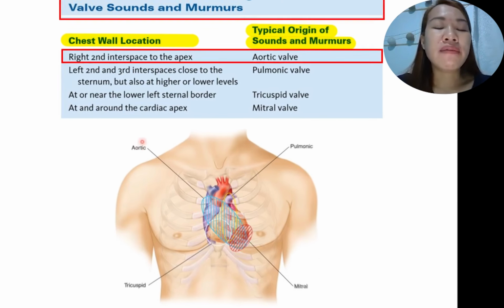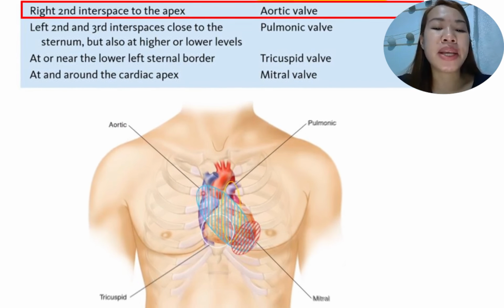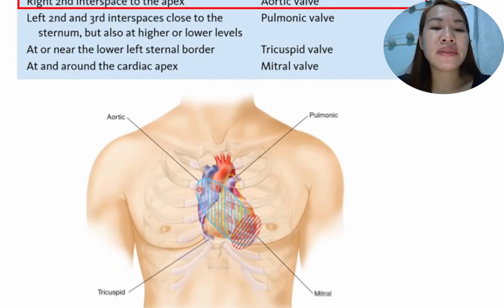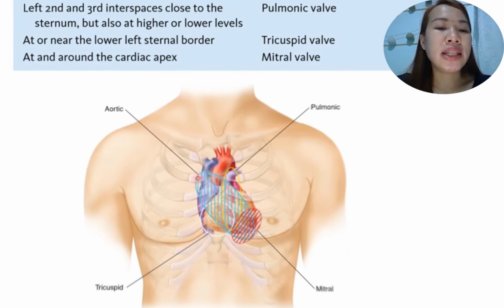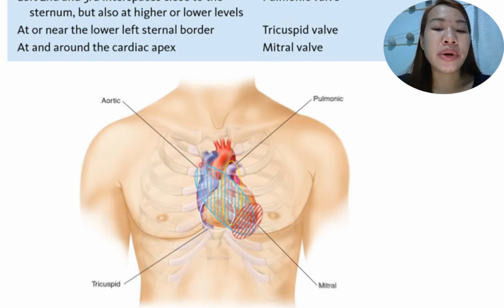The aortic valve will be auscultated at the right second interspace. So on the right side, on the right second interspace is where we find the aortic valve. And if we can see the blue oblong shape structure here, this represents what other areas we can hear the aortic valve, but most commonly it will be heard best at the right second interspace.